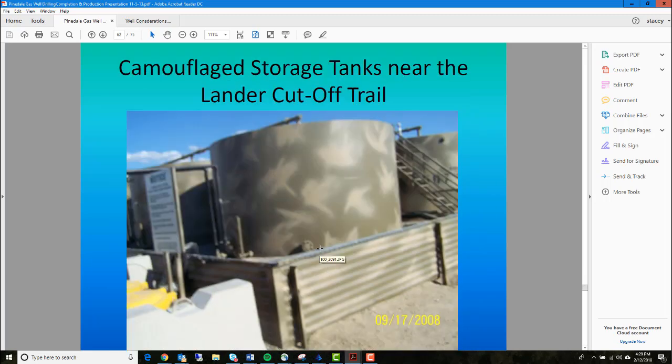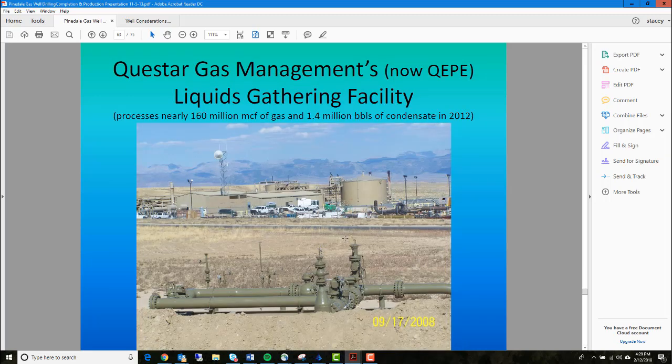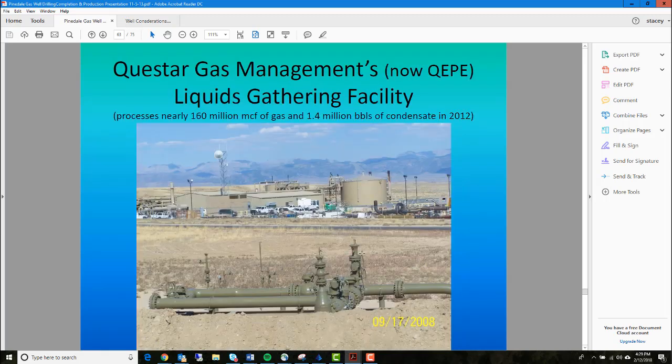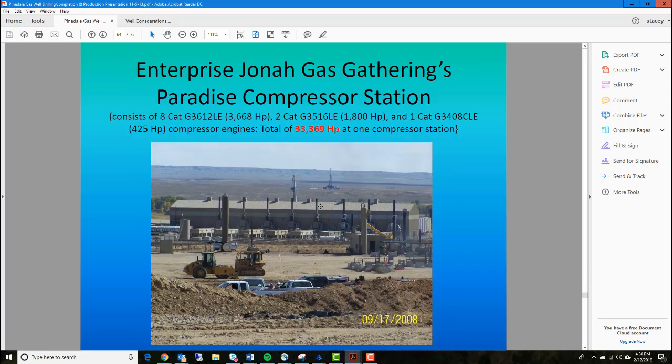Other things that they have is such as hiding information, hiding the facilities by camouflage, putting sound barriers around it, trees and things of that nature. And then we have the gathering station. So all these gas lines are coming to a central location where they are compressed. They are again separated from some of the other types of fuels, like the different concentrates could be extracted and compressed.